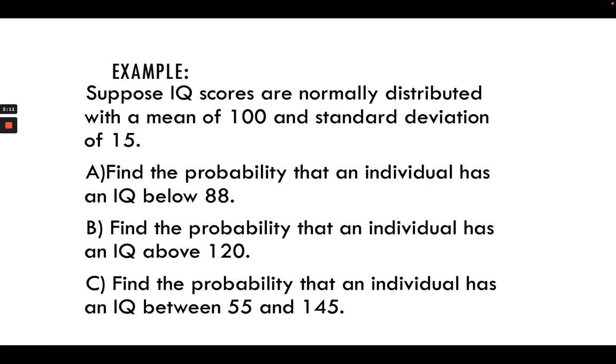You're going to set up your lower and your upper bound very similar to what we did in the last video, where you're looking at either the left or to the right or in between two values. And so let's look at A. Find the probability that an individual has an IQ below 88. And so again, find the probability tells us we're using our normal CDF function. We're looking for everything below 88.